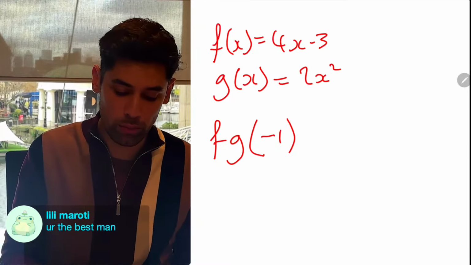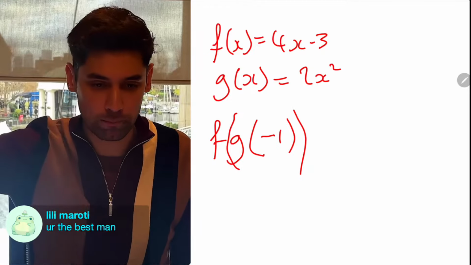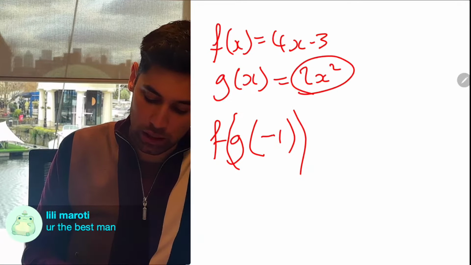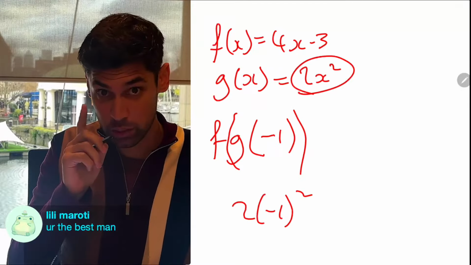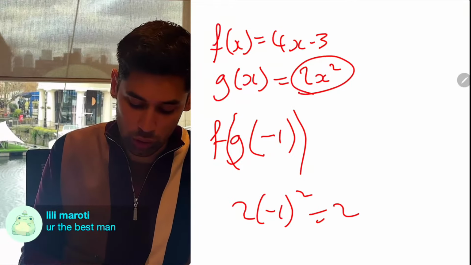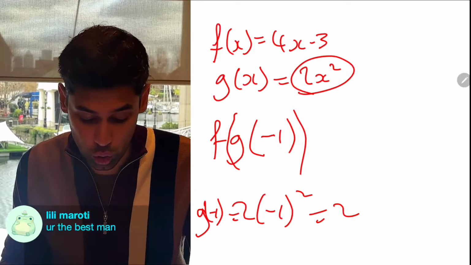So what we would do is put a bracket around that, and first we'll just find g of minus 1. So g of minus 1, we plug it into here, and that's going to be 2 times minus 1 squared. BIDMAS means we do the indices first. Minus 1 squared is positive 1, times 2 equals 2. So g of minus 1 equals 2.